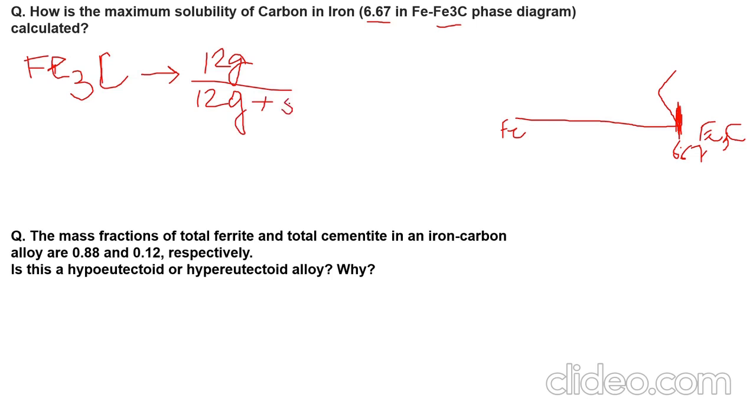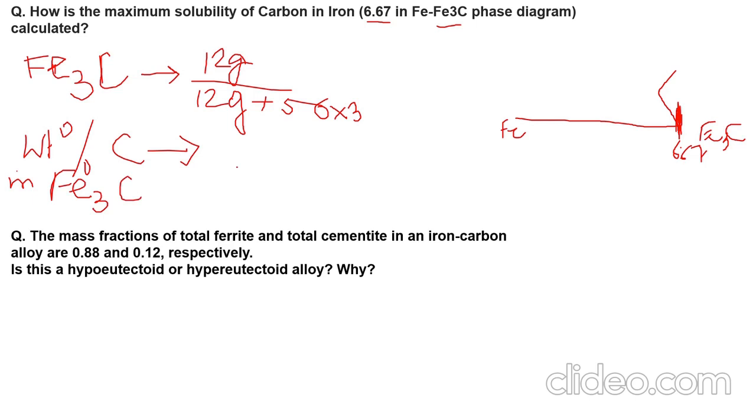So you have 56 multiplied by 3. What is the value that you are getting here? This is actually the weight percentage of carbon in cementite. What is the value that is coming here?